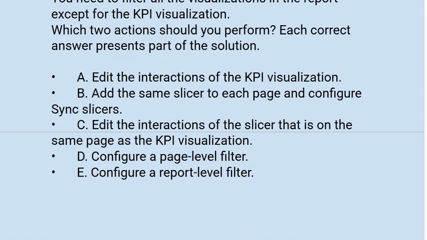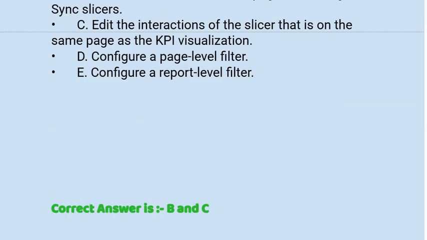Option A, edit the interactions of the KPI visualization. Option B, add the same slicer to each page and configure sync slicers. Option C, edit the interactions of the slicer that is on the same page as the KPI visualization. Option D, configure a page level filter. Option E, configure a report level filter. Correct answer is option B and option C.